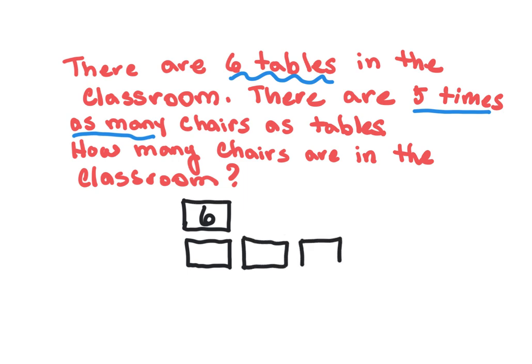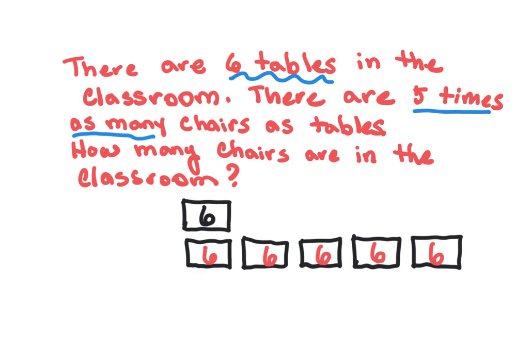Ugh, look at that one. That was a really bad looking rectangle. But you get the point. So there are my 5 boxes. Now in each one of those boxes, we are going to put 6, because we have 5 times as many chairs than we do tables.